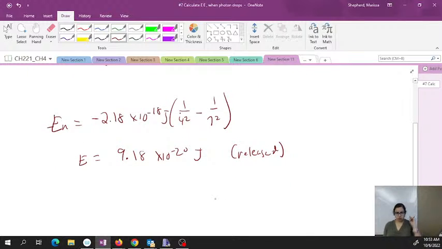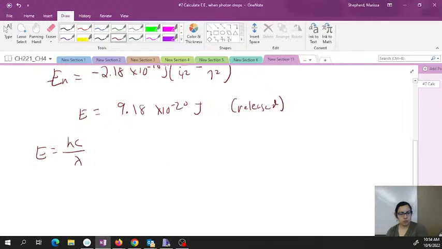Someone tell me what you did next. I took the E equals hc divided by wavelength, and then moved it so its wavelength is equal to hc over E. Yes. And so then let's do that.